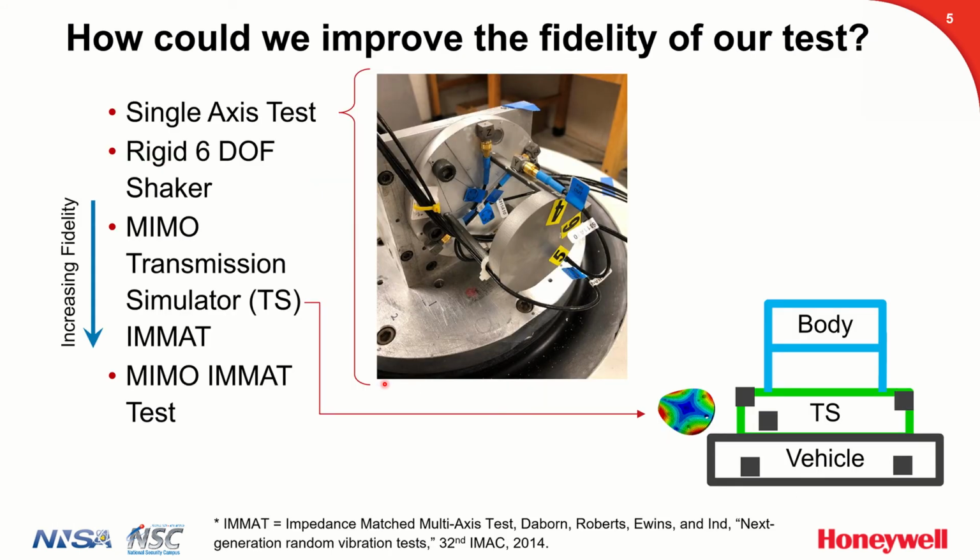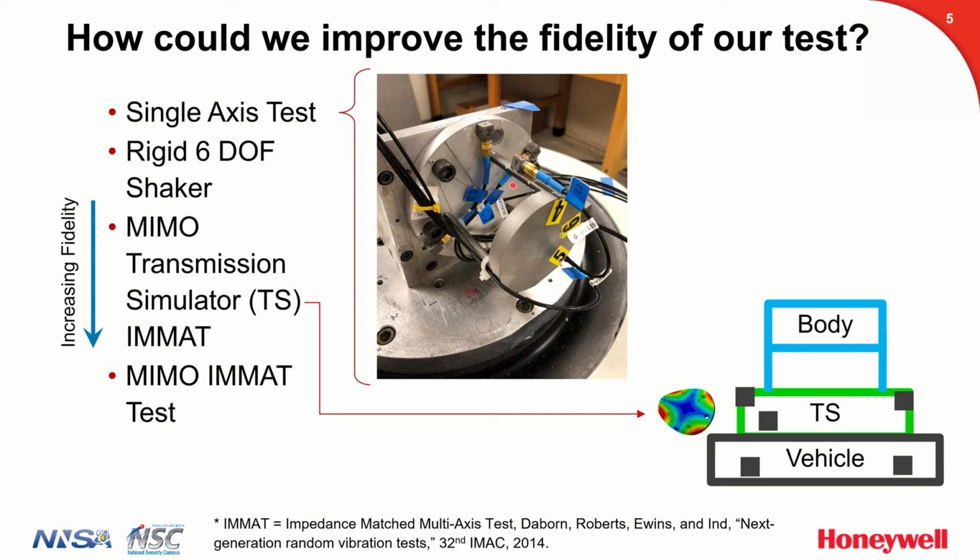Suppose we have this problem, how can we improve the fidelity of our test? I showed you a picture of a single axis test. One thing we could do is mount this on a rigid 6 degree of freedom shaker, and that would at least get the environment in all 6 directions and reconstruct it simultaneously the way it does in flight. But there are limitations there as well. The shaker head will be rigid only up to some frequency, and that might not be high enough for what we're interested in.